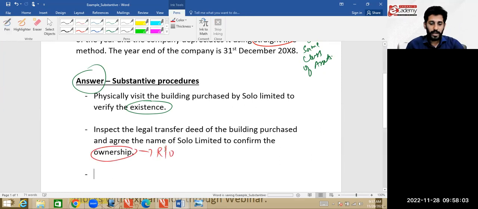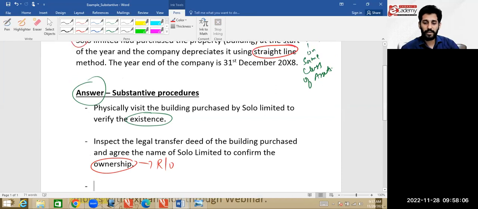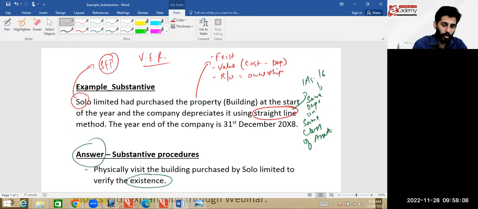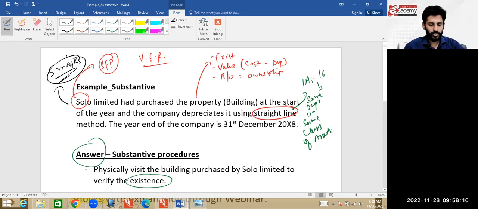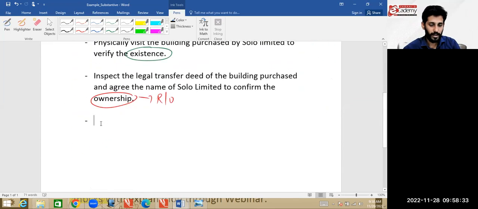Now remember one thing, the question would be of 5 marks or 6 marks. So you will have to write 5 procedures. And I'm giving you the idea: do write 2 to 3 procedures for assertions and 2 to 3 procedures for accounting. Assertion and accounting. You will be in a comfort zone while drafting the answer. Inspect the legal transfer deed of the building purchased and agree the name of Solo Limited to confirm the ownership.